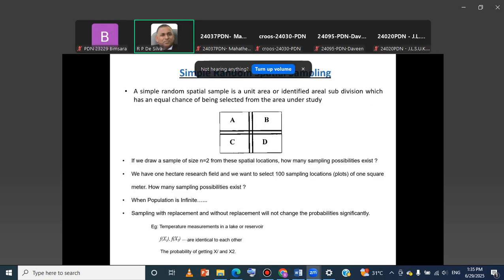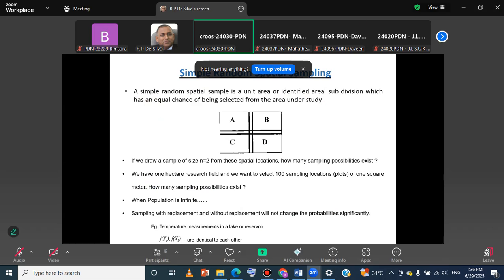So we were looking at the simple random spatial sampling. Can you all hear me? Yes, sir.